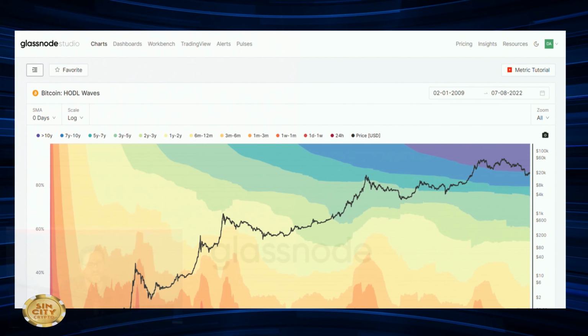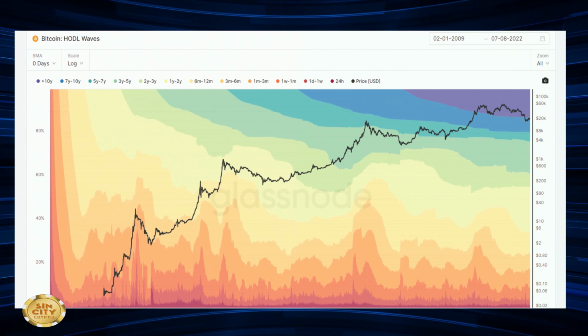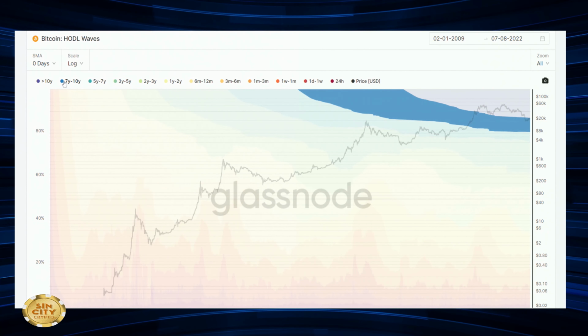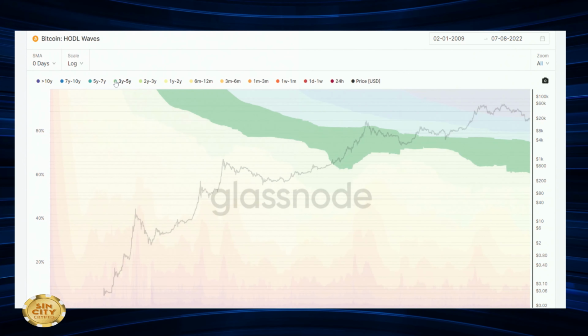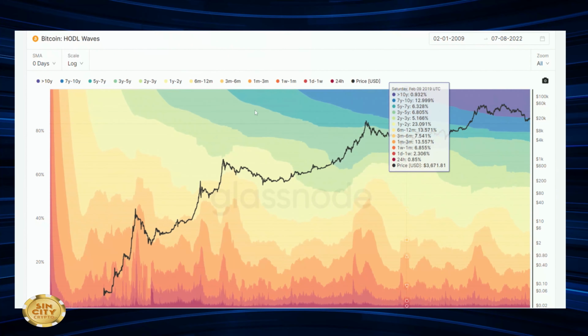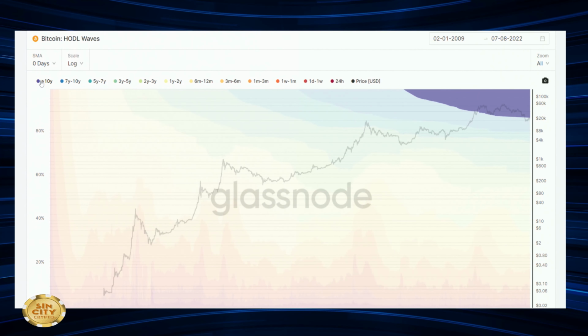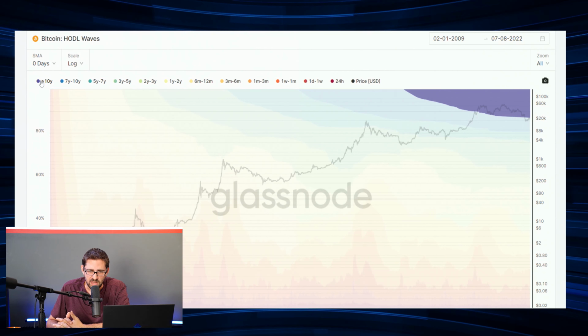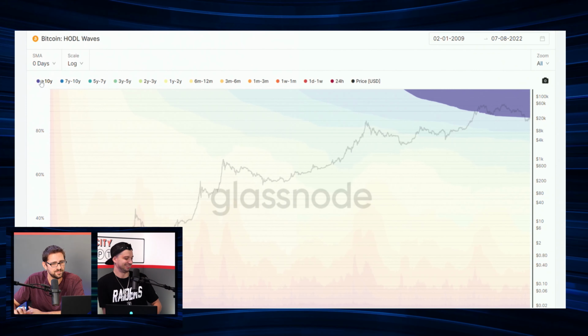Exhibit number 3, the HODL waves. This measures movement of Bitcoin, okay? Movement of the coins. This is your 10-year, 7 to 10 year, 5 to 7, 3 to 5, and so forth. I'm going to isolate the 10-year. And as this area expands, that means there's more addresses that have held Bitcoin for at least 10 years, or lost it 10 years ago. Has not moved in 10 years.